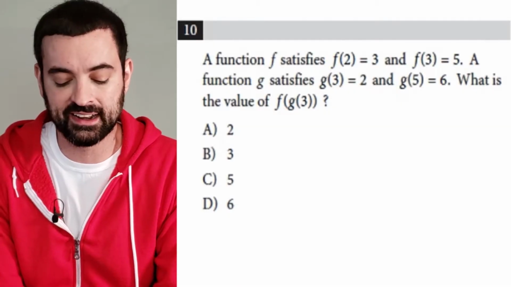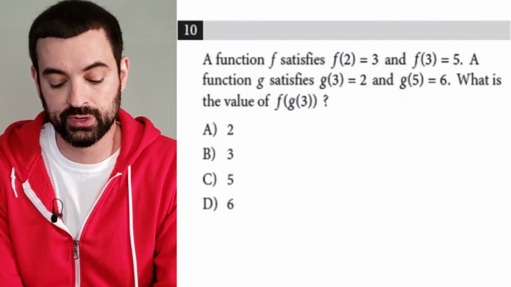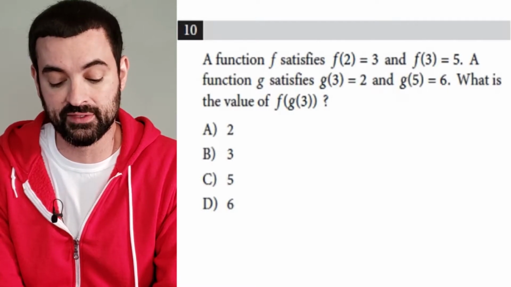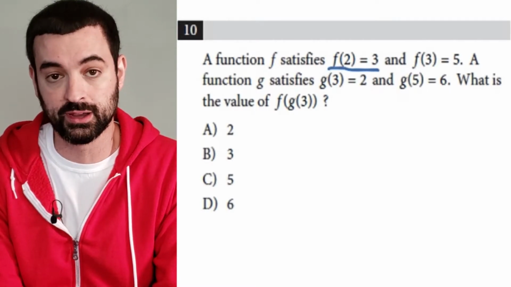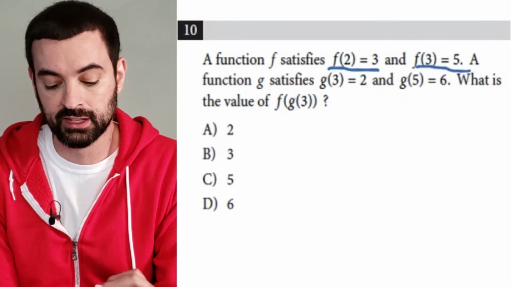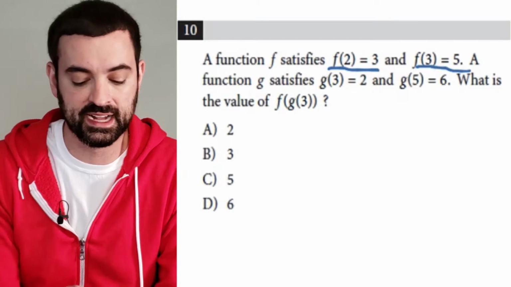This is test 2, section 4, number 10. A function satisfies f of 2 equals 3. So here they're saying that when you have an x of 2, you get a y of 3. F of 3 equals 5. That means when your x is 3, your y is 5.